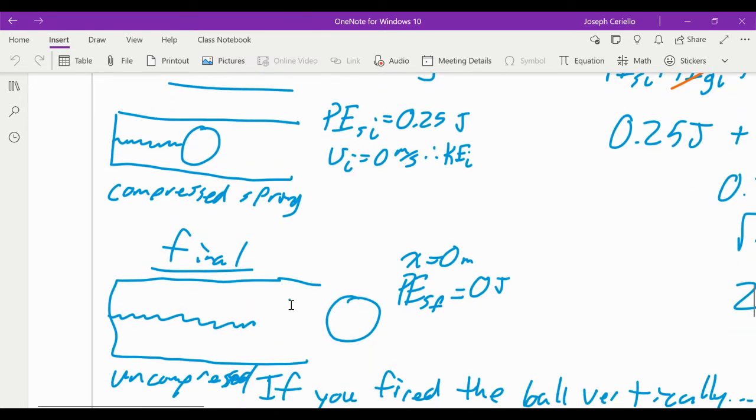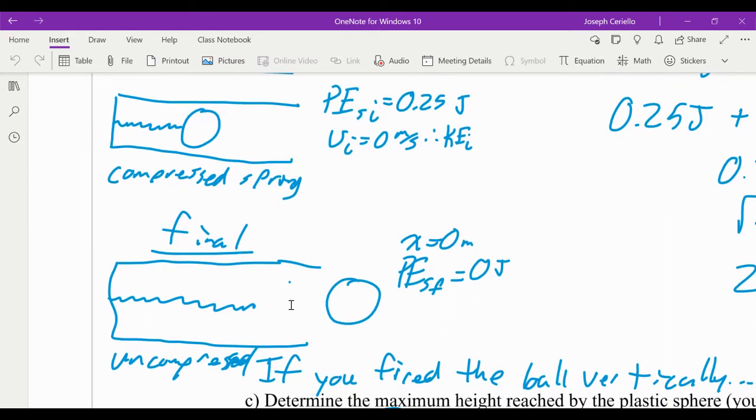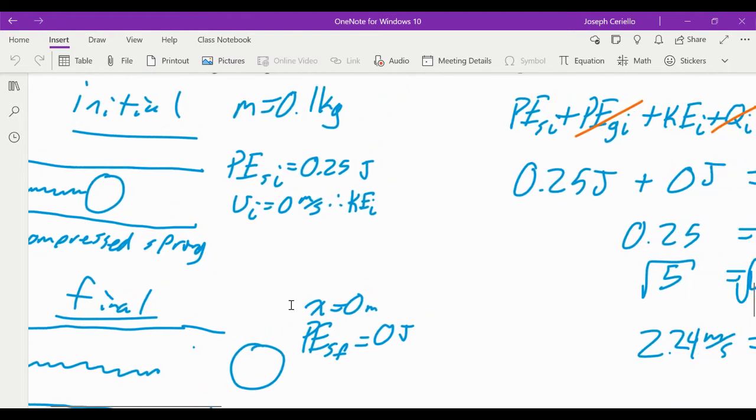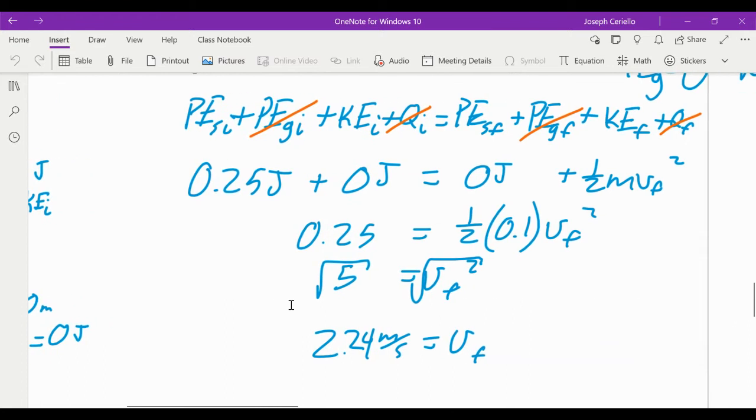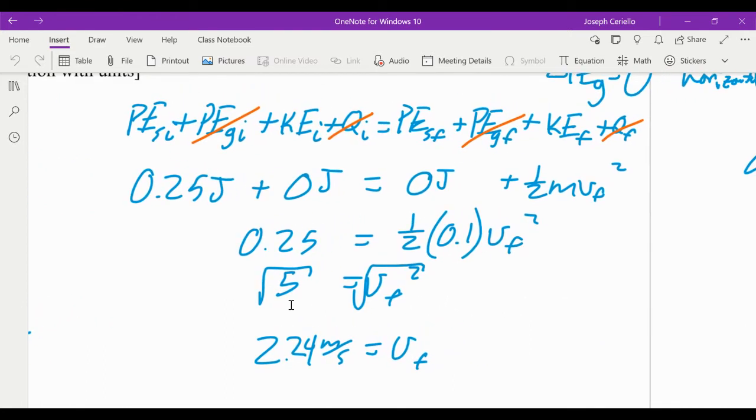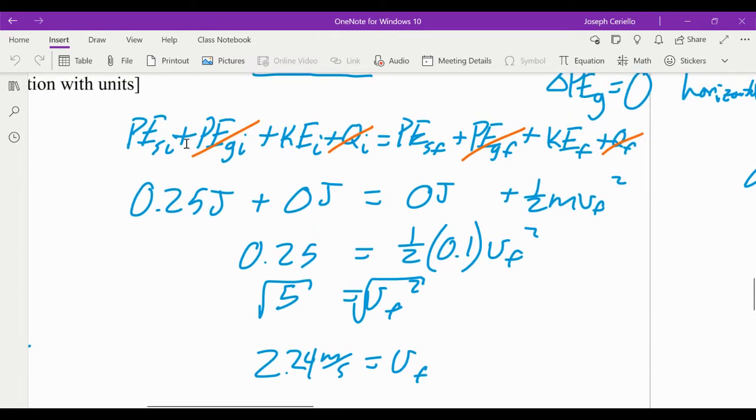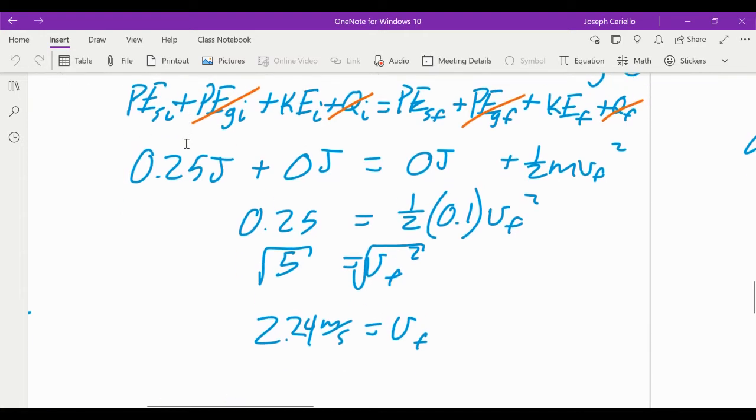So just think about that. The spring is compressed, the ball is at rest, and then the spring is released. The ball shoots off. So we have to go through a bunch of stuff here. We have to set up our conservation of energy formula. Write that down: PE_s initial plus PE_g initial plus KE initial plus Q initial equals the same thing, all final, on the right side. Notice how we're now adding spring potential energy. It's like another term. You only need to add it if this is a spring question.